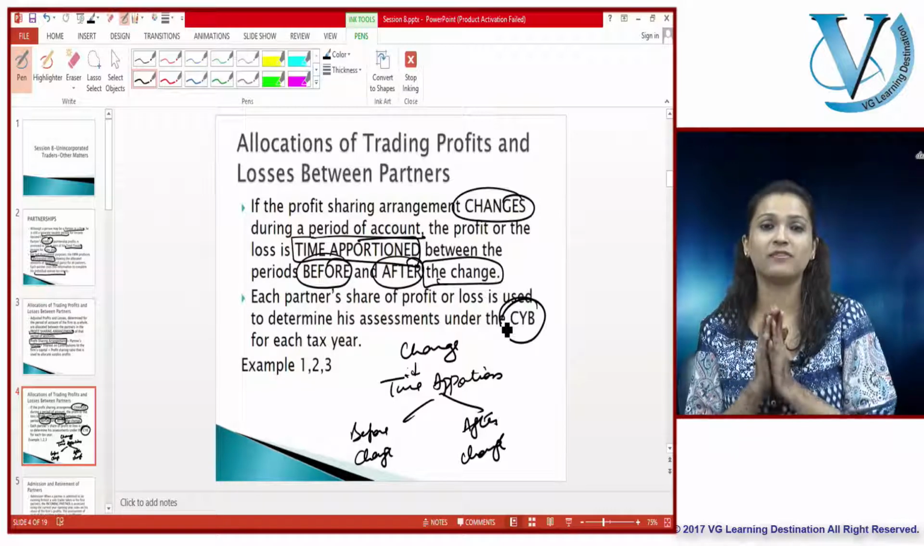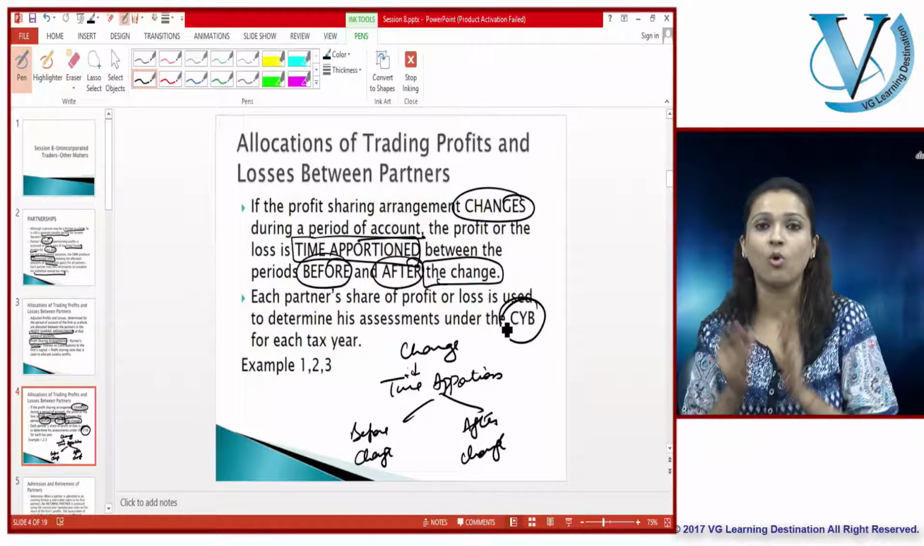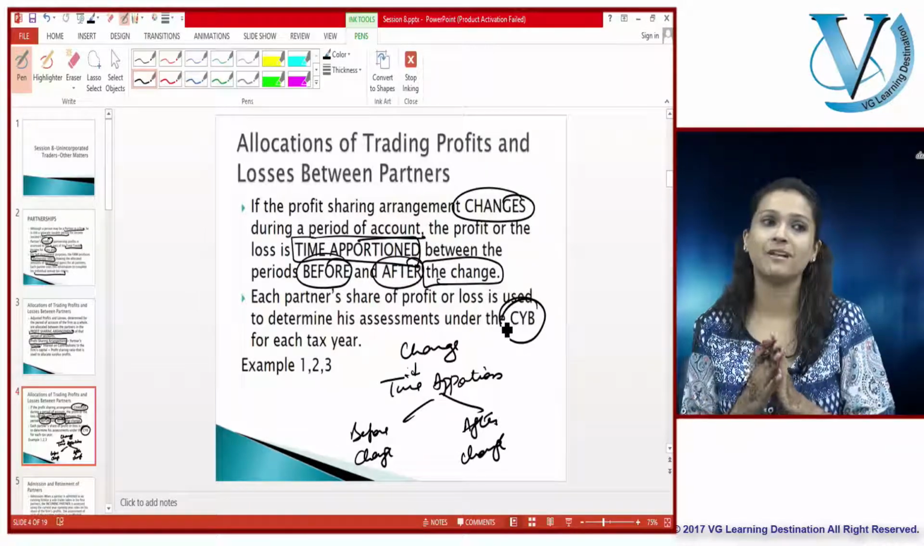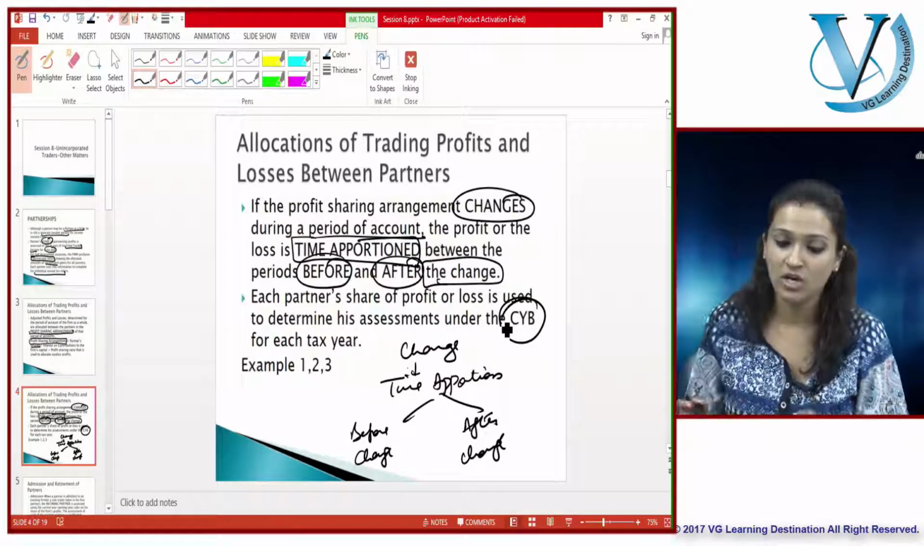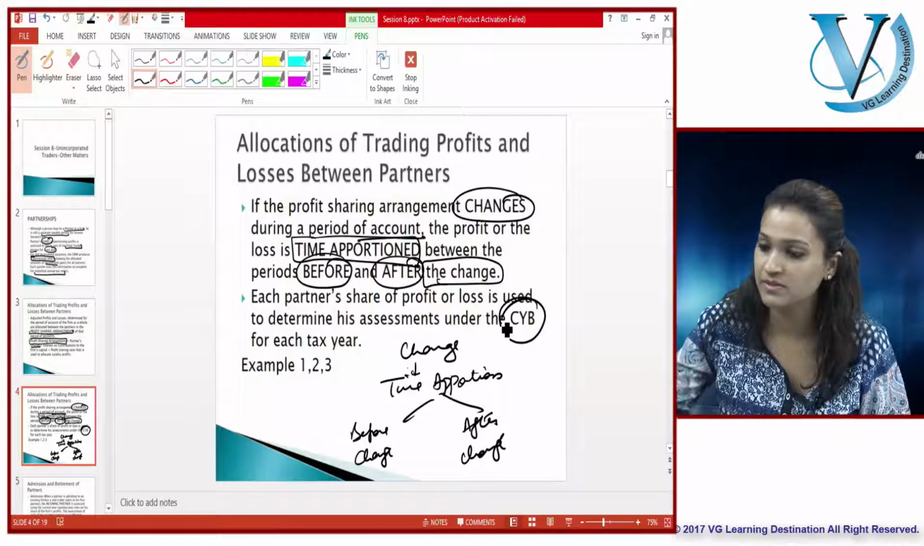Let's now have a look at a few examples and better understand all of these basic rules of partnership which we have done till now. So let's have a look at a few examples to start off with.